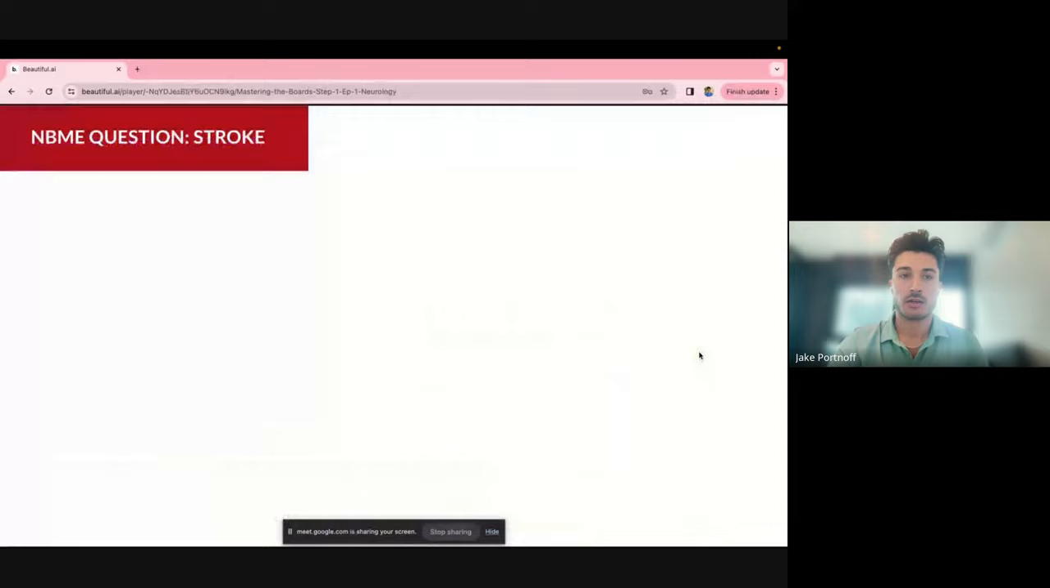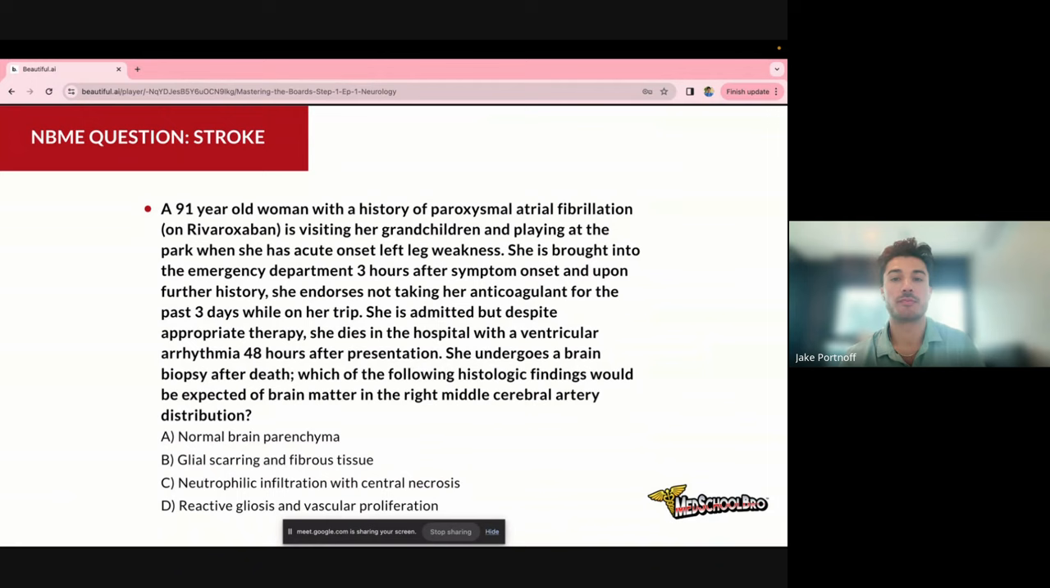Now, let's go into another question here. We have a 91-year-old woman with a history of paroxysmal atrial fibrillation. She is on rivaroxaban for this. She's visiting her grandchildren and playing at a park when she has acute onset left leg weakness. She is brought into the emergency department 3 hours after symptom onset, and upon further history, she endorses not taking her anticoagulant for the past 3 days while on her trip. She is admitted, but despite appropriate therapy, she dies in the hospital with a ventricular arrhythmia 48 hours after presentation. She undergoes a brain biopsy after death. Which of the following histologic findings would you expect on brain matter in the right middle cerebral artery distribution?